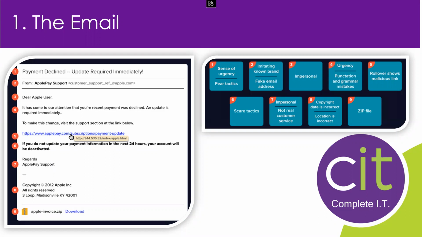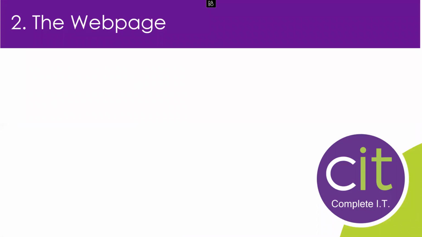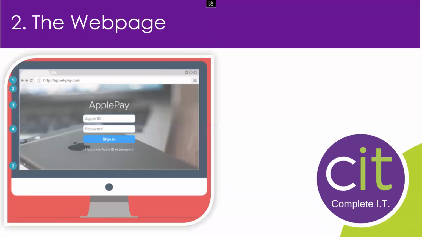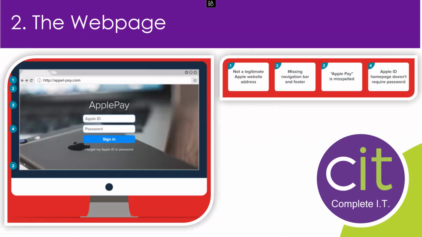And most things will follow this sort of template. Moving on is going to be the lure page. So it's going to be the bit that's going to be, we've almost got you. We just need that little bit more. And first of all, it's going to look good, but it's usually going to be a bit off in some way, shape or form. Now, it's easy to spot.